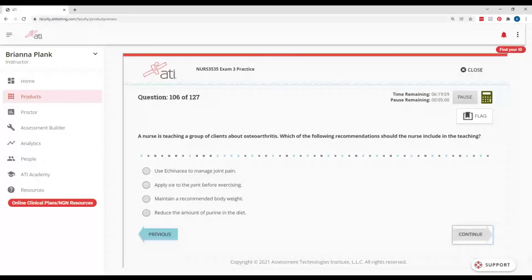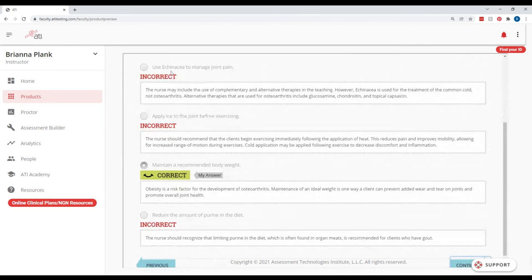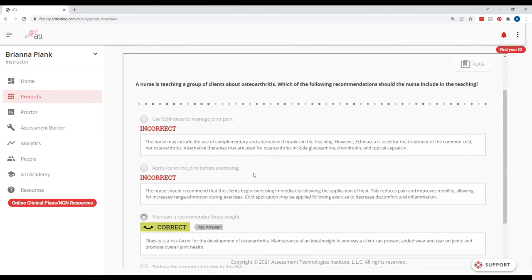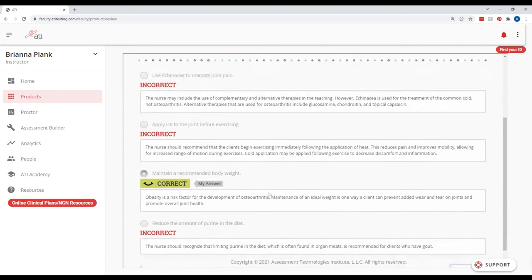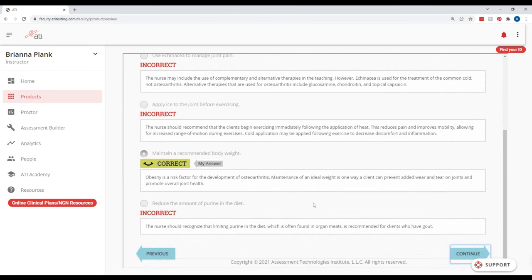We're teaching about osteoarthritis. I'll look at this one. Echinacea is not something that is backed up by research for arthritis. We would want to maybe put heat to help the joint move better. Recommended body weight. So in osteoarthritis, we don't want extra pressure on our joints. And then purine is not related. This is more concerned for gout.